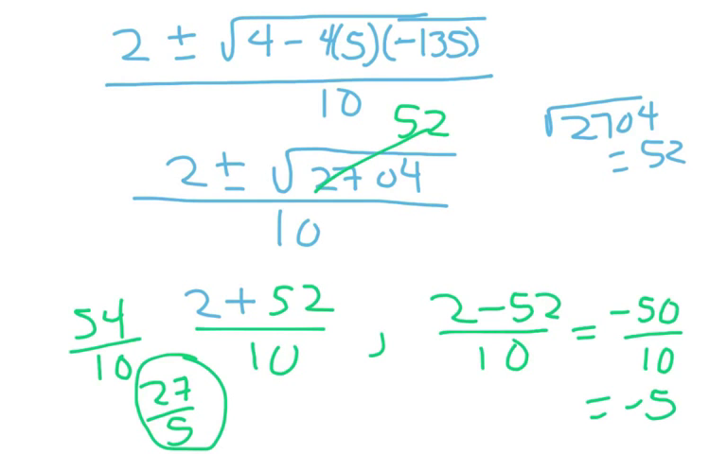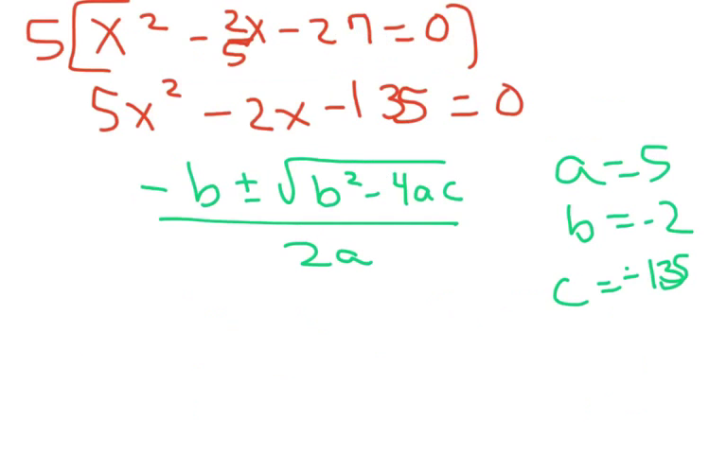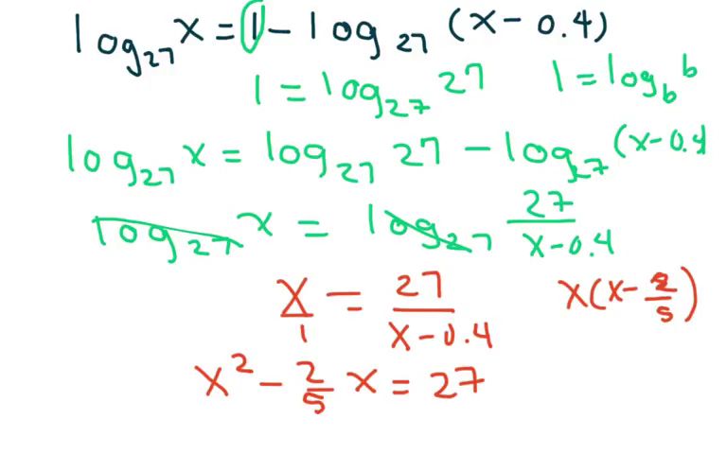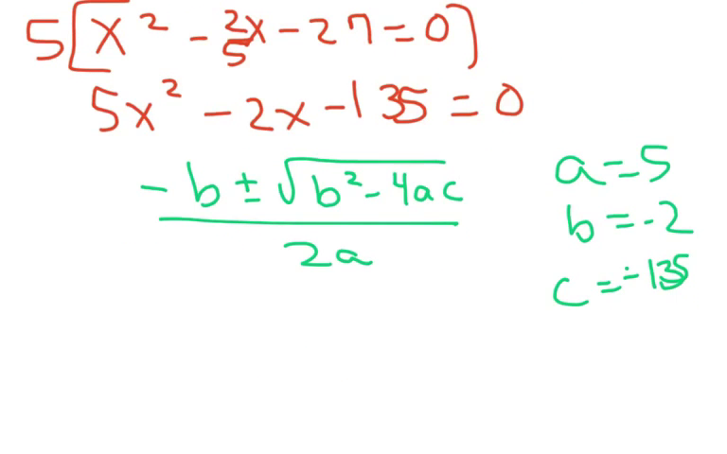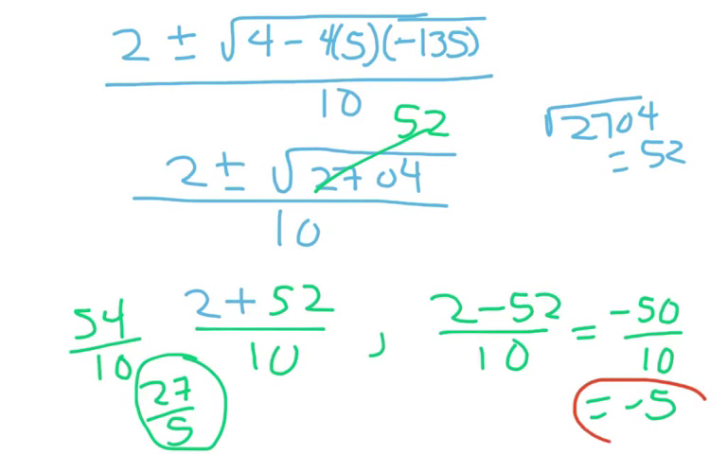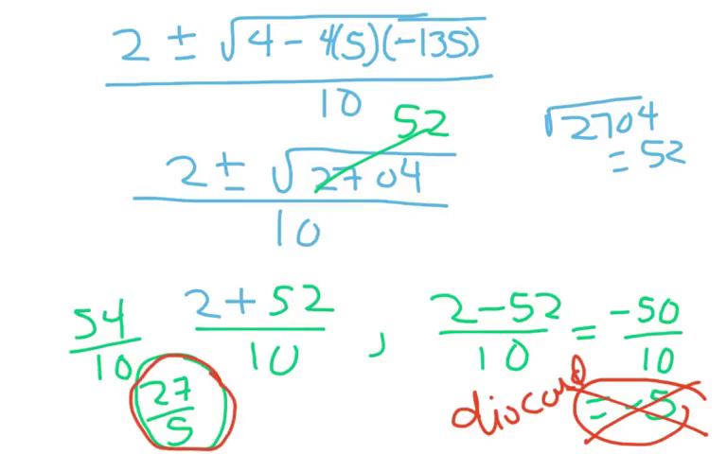Now, let's go back and look at our original equation. I can't use -5 here, because the domain of the log is x greater than 0, and so my -5 doesn't work. I have to discard it. So basically, my only answer is 27 over 5.